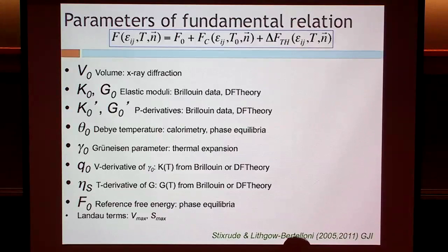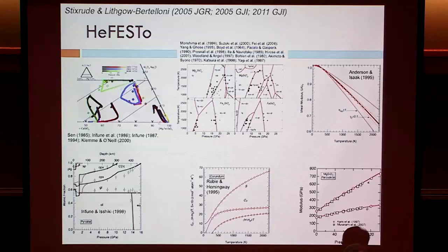Okay, so this is our fundamental relation. We have a cold part, which we talked about. We have a thermal part, which we talked about. These are the parameters: zero pressure volume, elastic moduli, their pressure derivatives, characteristic frequency, its volume dependence, the volume dependence of gamma. We're assuming that the eta tensor is isotropic, so this is the shear part of that isotropic fourth rank tensor, and a reference free energy. And a couple of additional terms for oddball phases like quartz, which have this weird second order transition from alpha to beta. Okay, so what can we do with this?